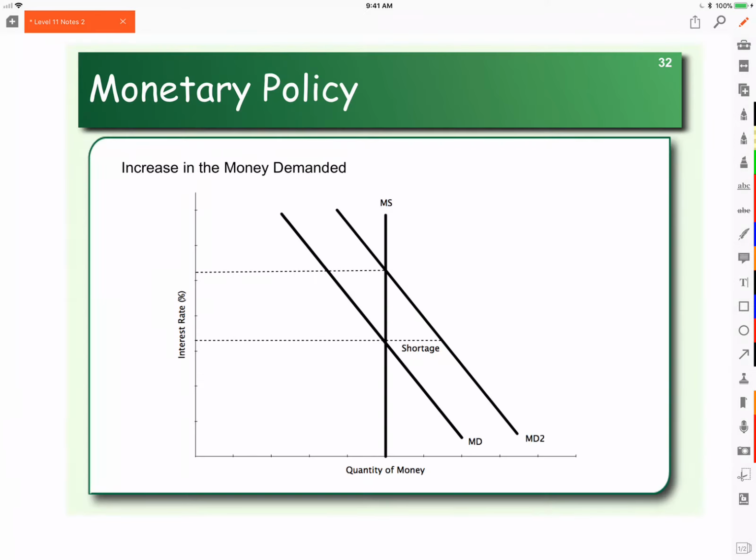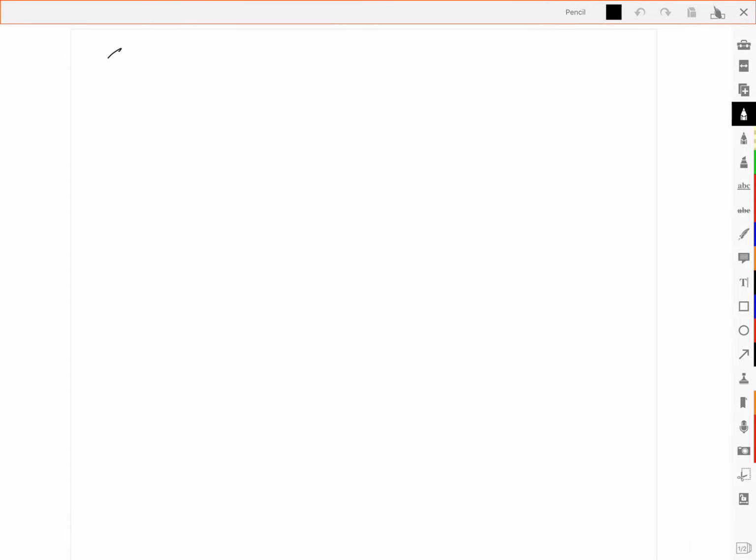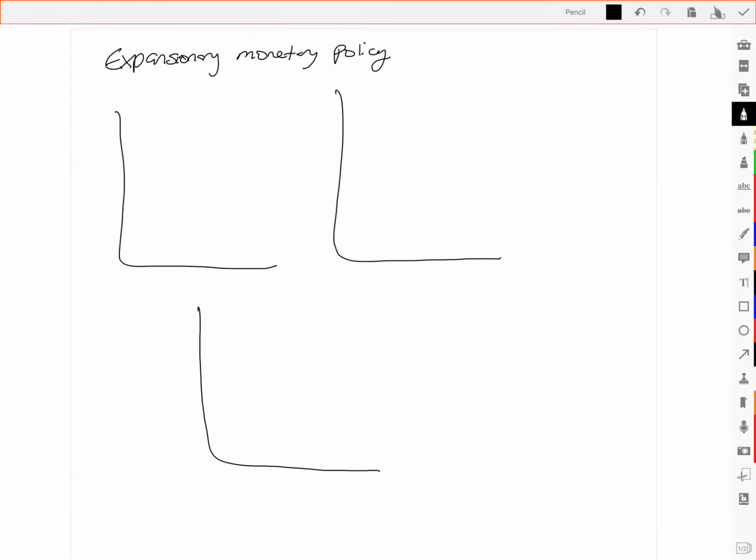So I could actually create a page here. And let's look at what is called expansionary monetary policy. Okay, let's actually draw three graphs. The first one is going to be the money market. So we'll have our money supply and our money demanded, with interest rates on the vertical and quantity of money on the horizontal.